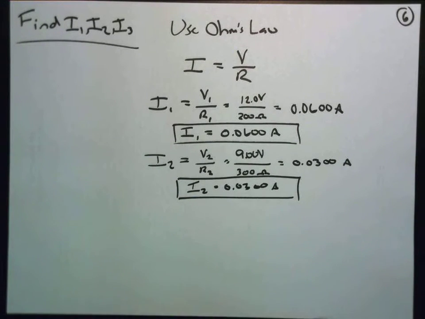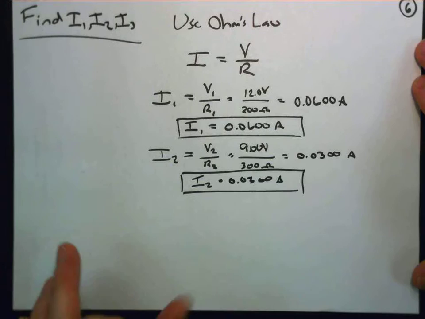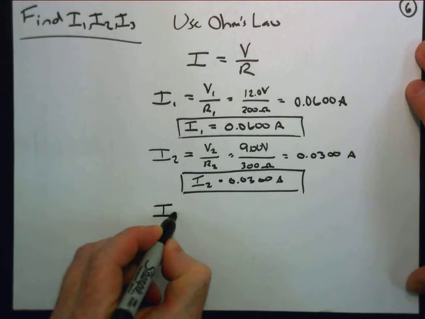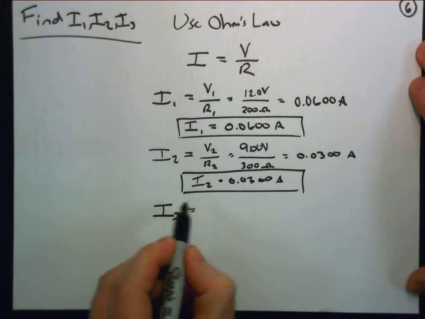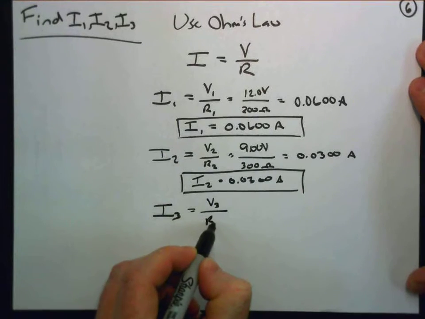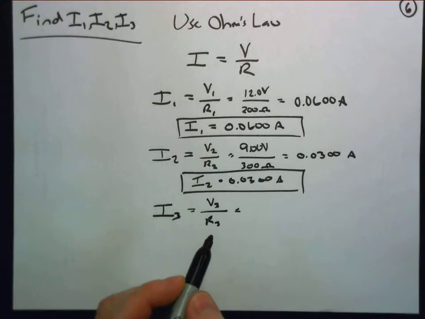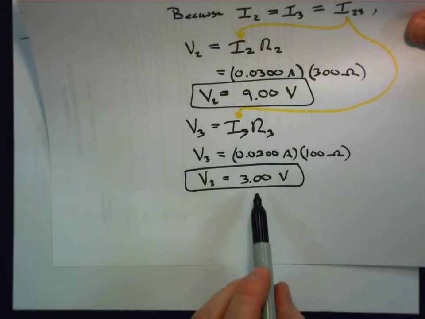And now here's something to check out. Okay, I'll do it this way. For the current through resistor 3, V3 divided by R3. Voltage drop across 3 was 3 volts.